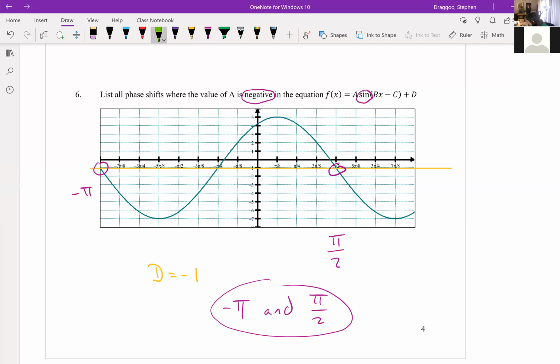So if this read that A was positive, I know how to spell positive, I would choose negative pi over 4.